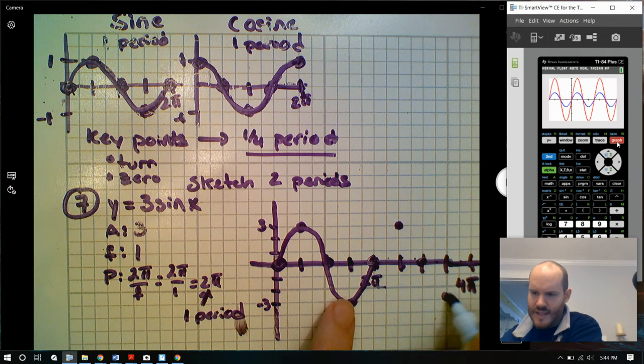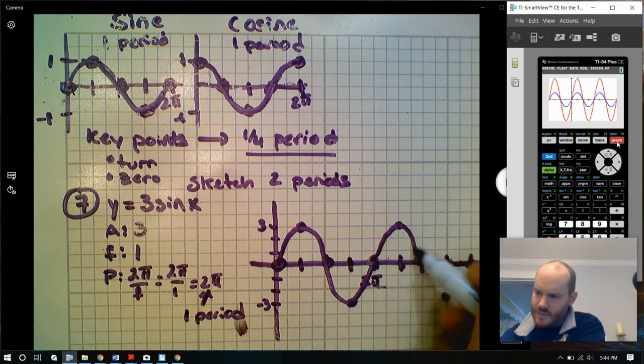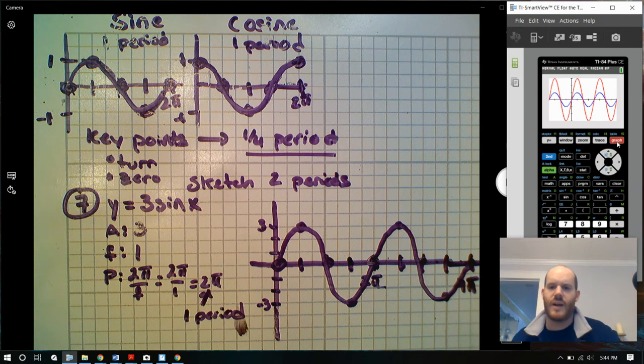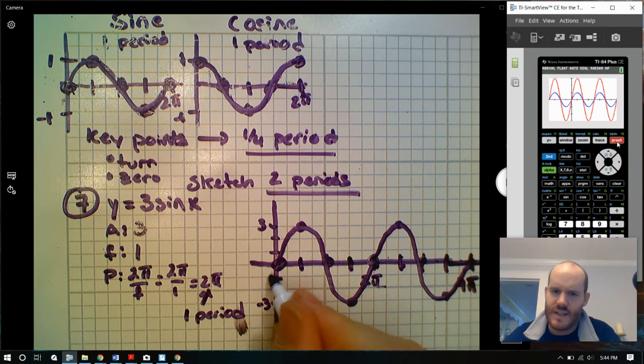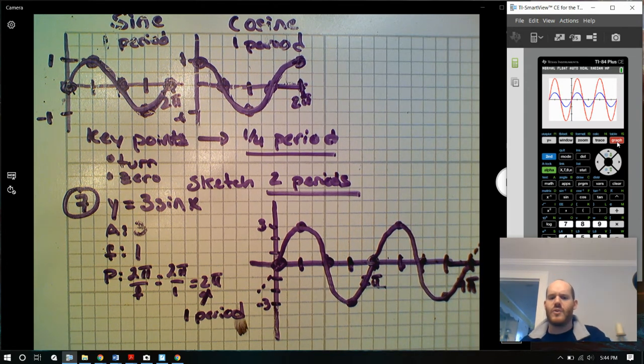So I'm just repeating the exact same values I've already plotted. And the next key point, back at the 0. And that gives me a second cycle of that sine graph. And because I only asked for 2 periods, I can stop there. Even though the graph does technically continue in both directions, repeating these patterns over and over again, I'm only graphing those 2.